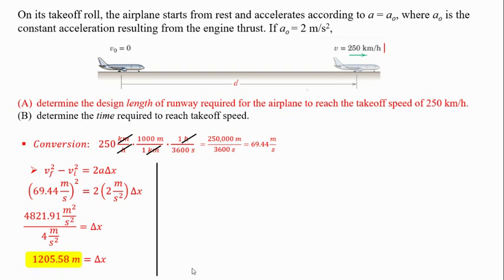So here's how to do part B: to find the time required to reach takeoff speed. I think the easiest way is just to use the average acceleration equation here. Why? Because we're asked to solve for time. We know what A is. We know what VF is. We know what VI is. So really the only thing unknown here is delta T.